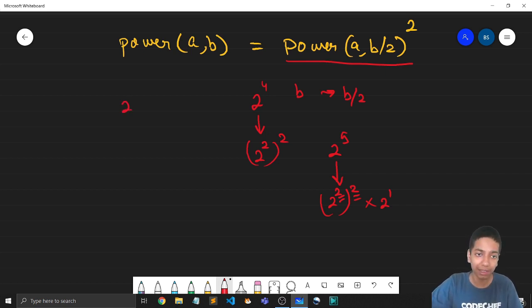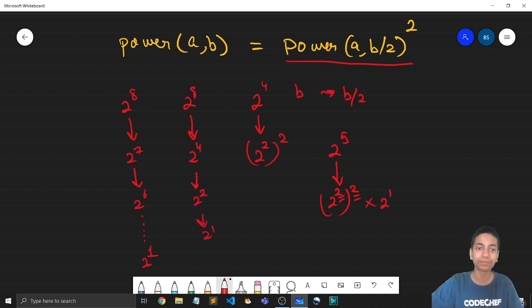Well, notice that if I call 2 to the power 8, it calls 2 to the power 7. This is for the original recursive relationship. Then this calls 2 to the power 6, so on till 2 to the power 0, right? Or let's say 2 to the power 1. So if this is the base case, so 2 to the power 1, and here it stops, right? But what if I call this new recurrence relation? So that is 2 to the power 8, that will call 2 to the power 4, which will call 2 to the power 2, which would call 2 to the power 1.